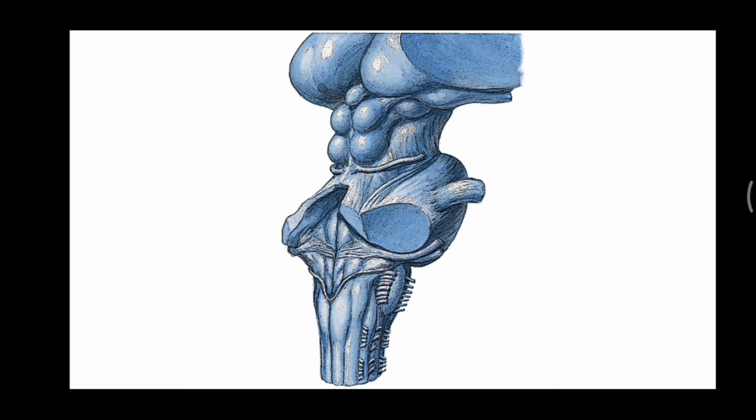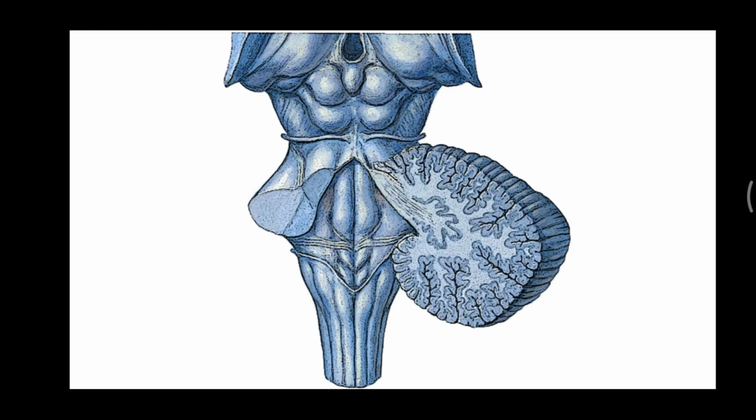Dorsally, each peduncle is crossed transversely by the striae medullaris. The vestibulocochlear nerve, which we have seen already, is attached to the junction between the inferior cerebellar peduncle and the pons. Before starting, we have said the posterior area has an inferolateral zone and a supromedial zone. We have seen the features of the inferolateral zone.